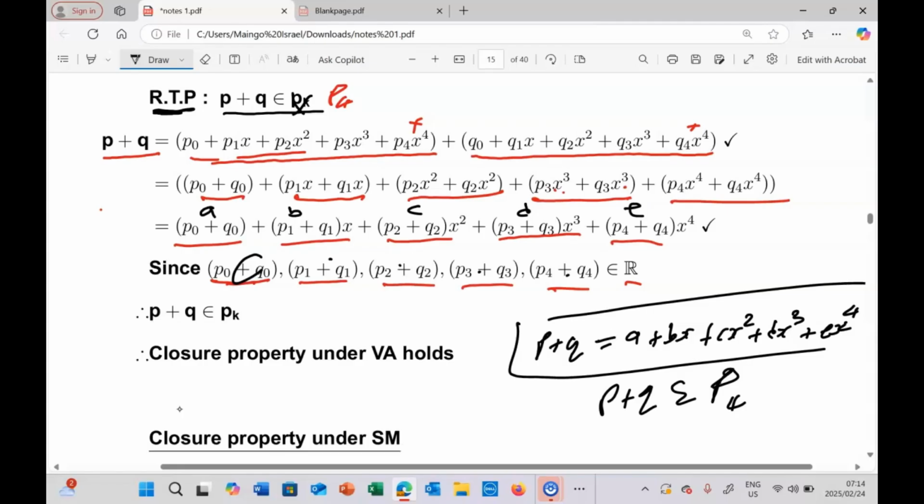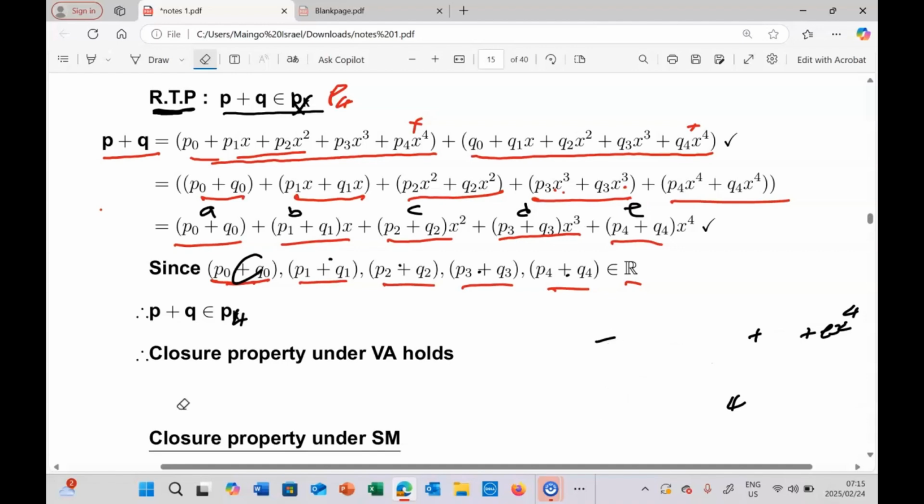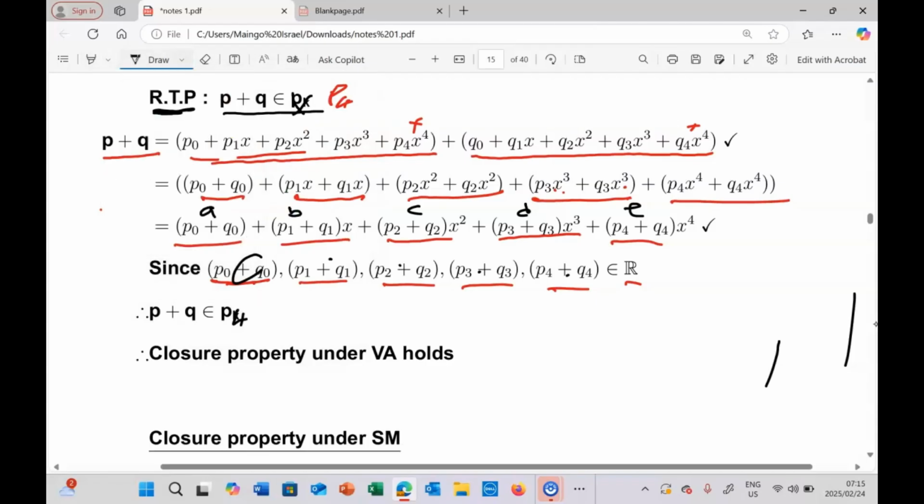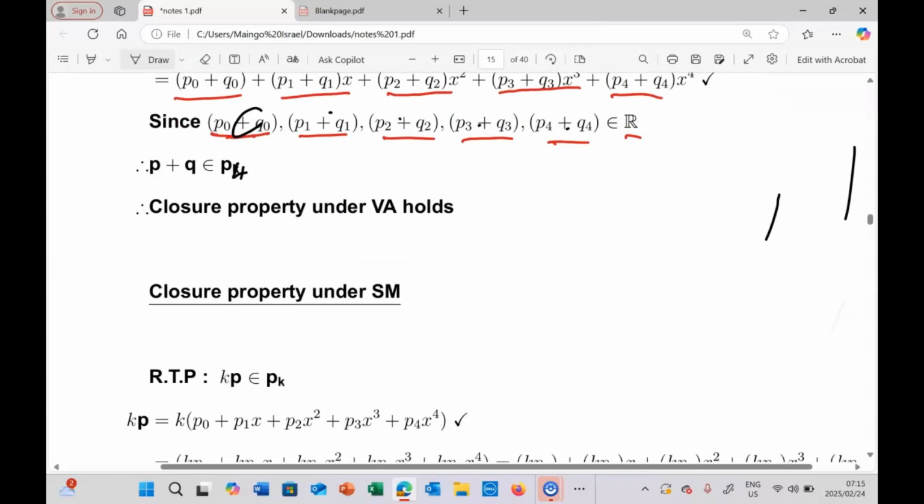Now we have the conclusion that therefore P plus Q belongs to P4, not PK in general, since we're dealing with P4. So this means that P plus Q belongs to P4. That's what we're talking about. I hope we're done with verifying the closure property under vector addition. Yeah, let's continue.